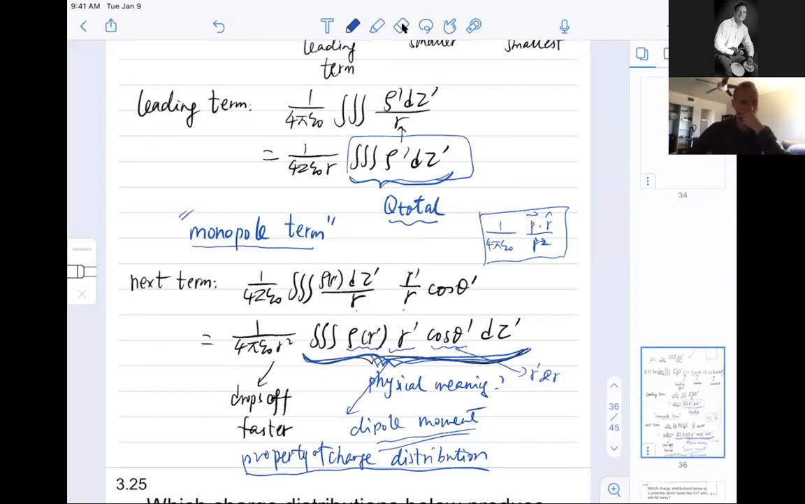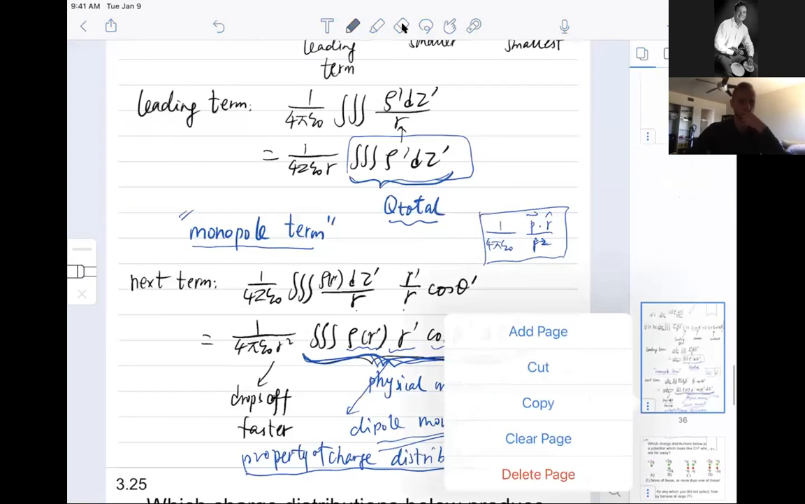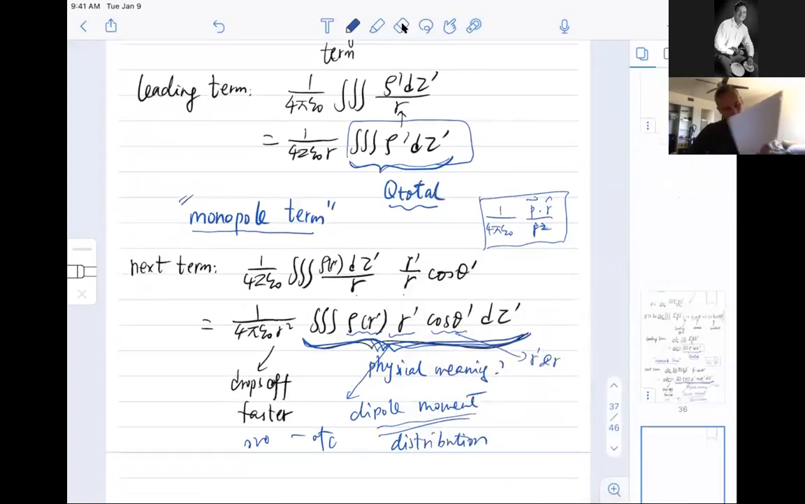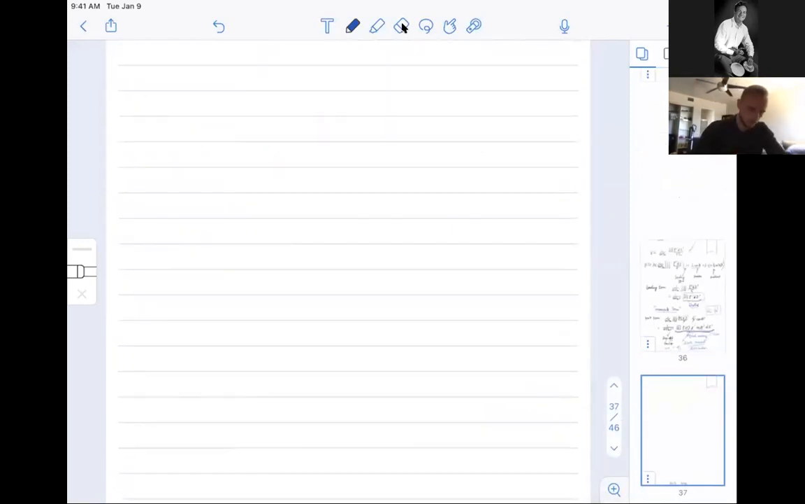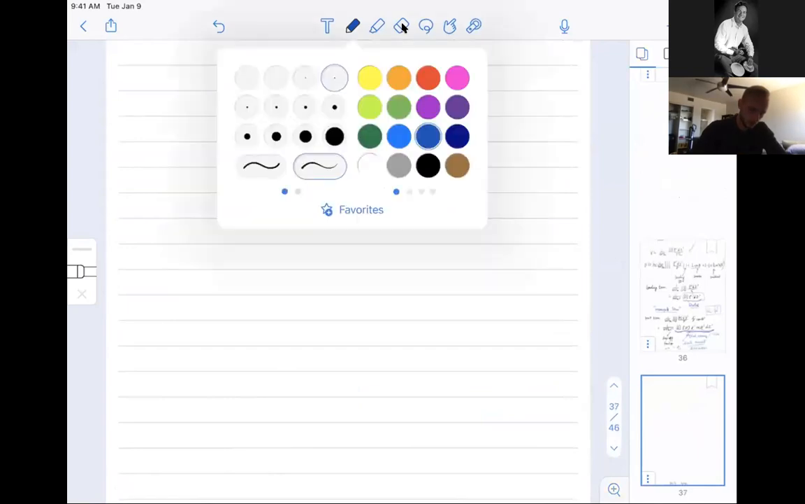Okay, so that's our first two terms. We still have one more term coming up. The third term, let's work it out.